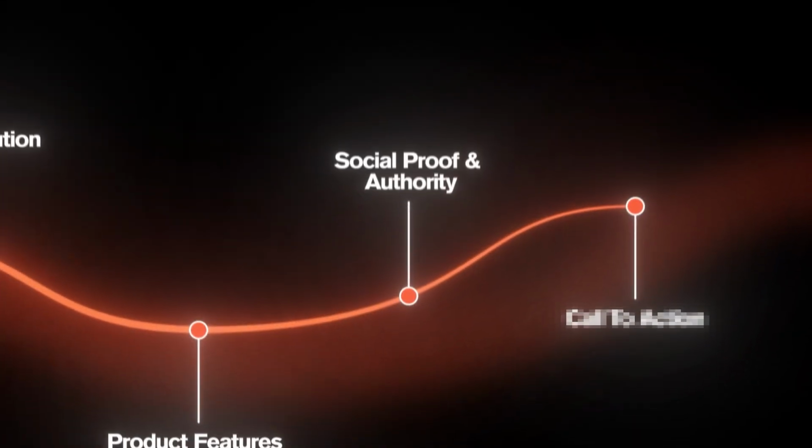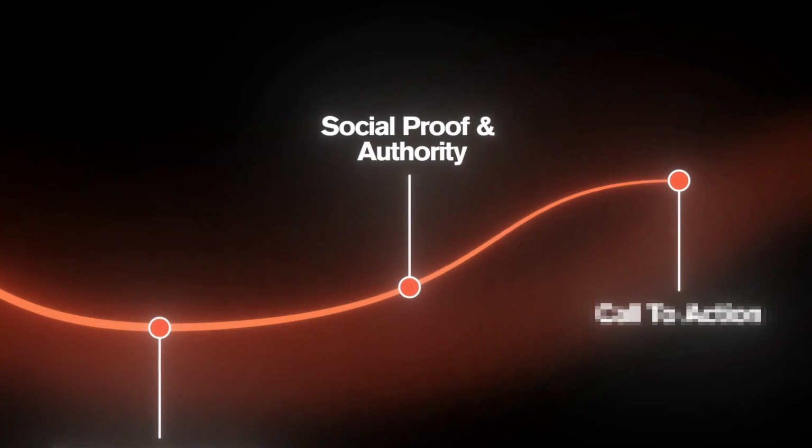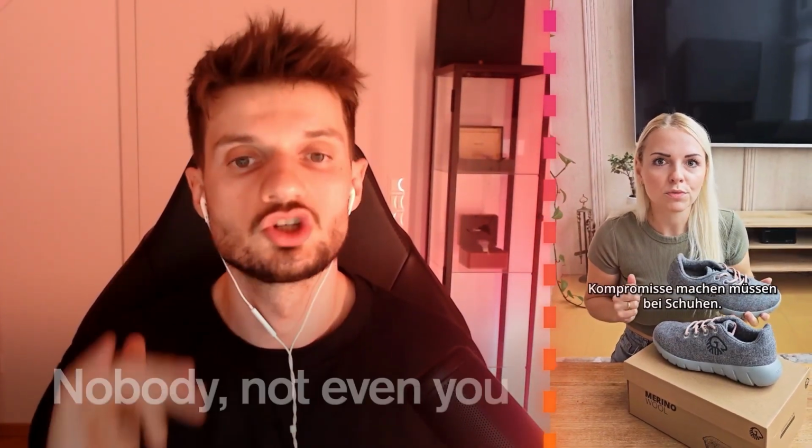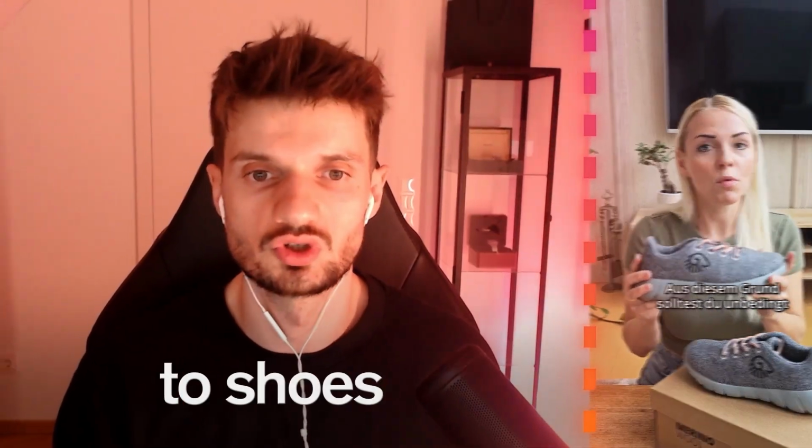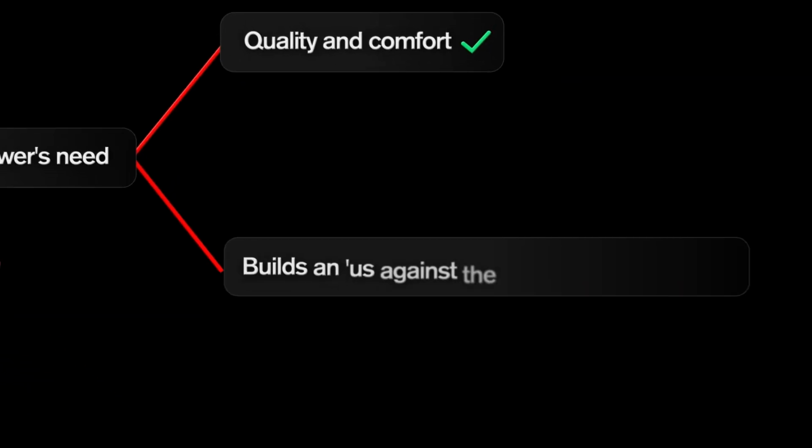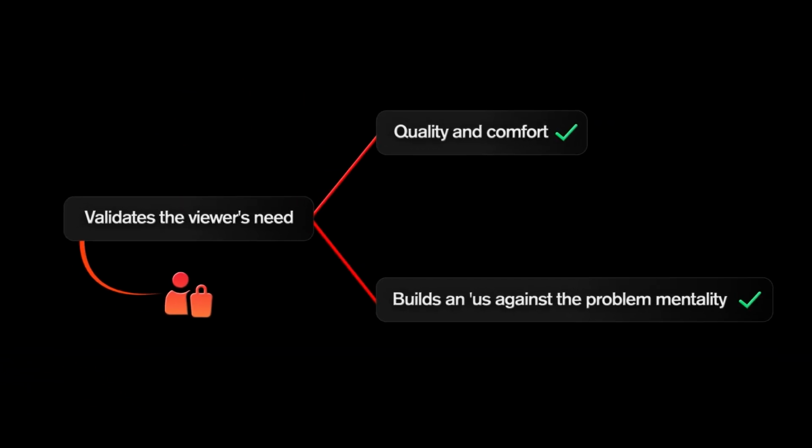So the fifth part is social proof and authority, and especially reaffirmation. So what she says is nobody, not even you, should have to compromise on shoes. So basically it establishes a universal rule that reinforces the viewer's decision, right? So it validates the viewer's need for quality and comfort. It builds an us against the problem mentality. So it also prepares the psychological conclusion by presenting the purchase in the next sequence.